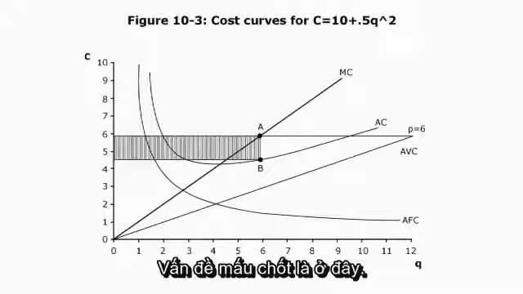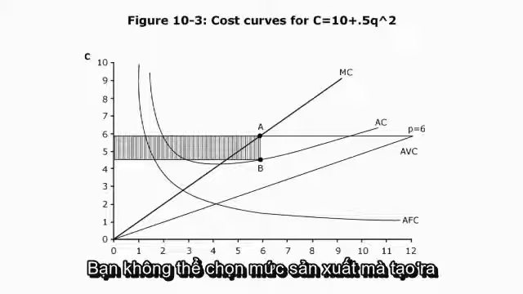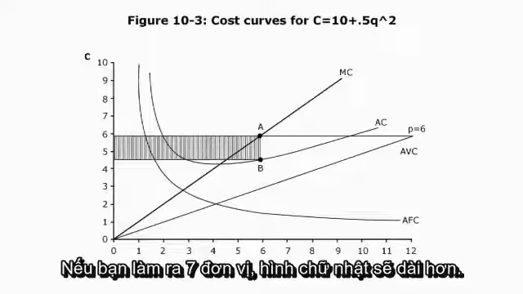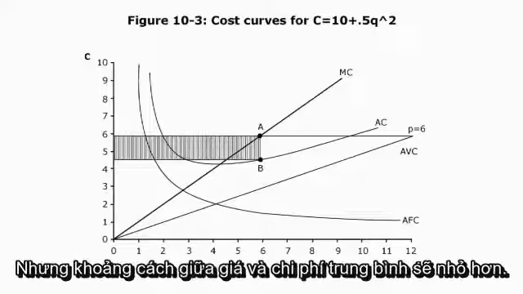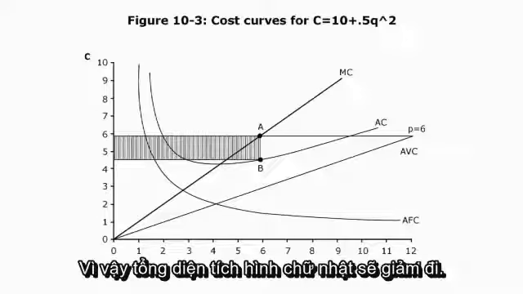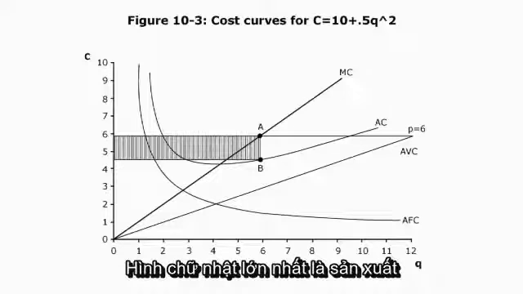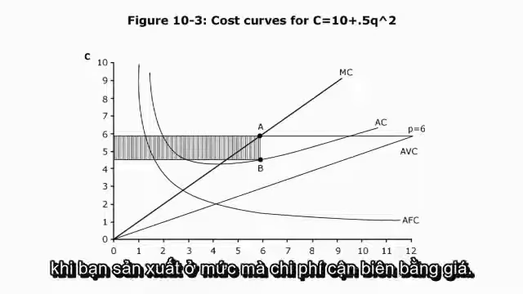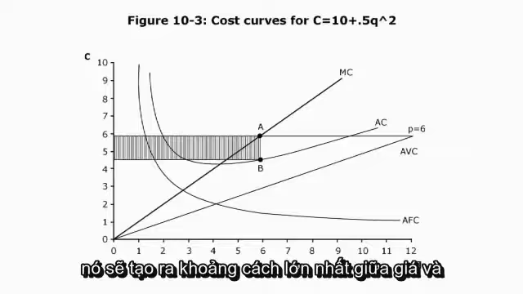Here's the key. You cannot choose a production level that produces a bigger rectangle than this. So if you produce 7, your rectangle will be longer, but the gap between price and average cost would be smaller. So your total rectangle size would fall. The largest rectangle is produced at a production level of 6. That's the most efficient use of your resources, when you produce at a point where marginal cost equals price, because that causes the maximum gap between price and average cost.